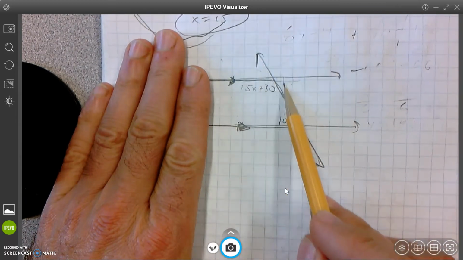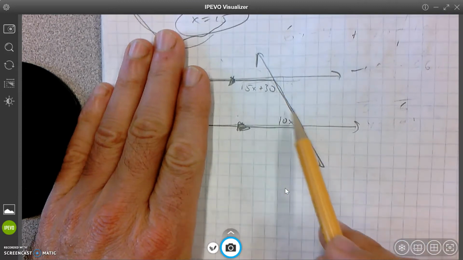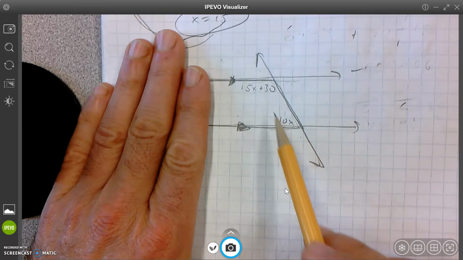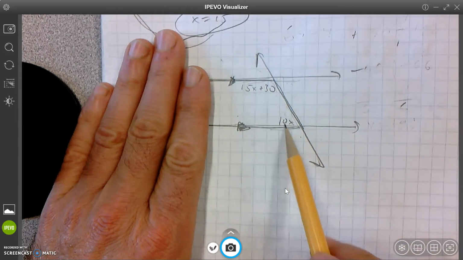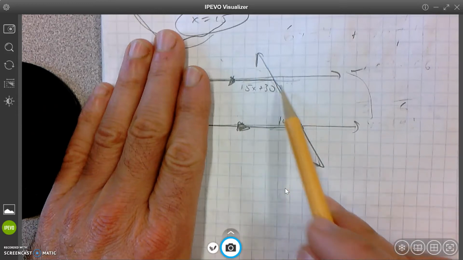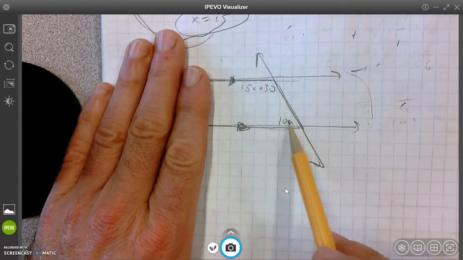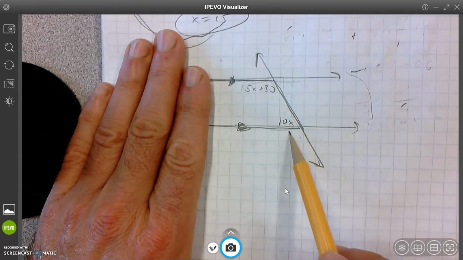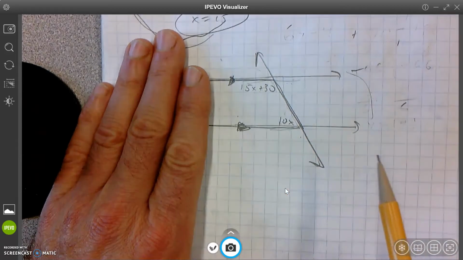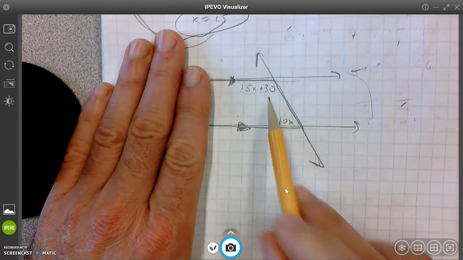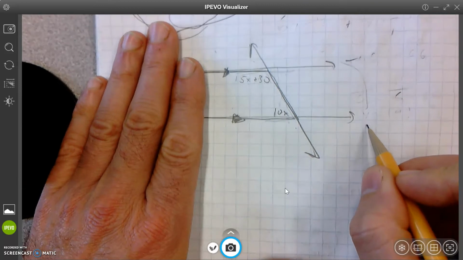Well, this I notice is an obtuse angle, and this is an acute angle. So they can't be equal or congruent. So they're also interior, they're inside the parallel lines, and they're on the same side of the transversal. So these are consecutive interior. And so consecutive interior angles are supplementary. And supplementary means they add up to 180. An acute angle and obtuse angle, they can't be equal, but they can be supplementary.